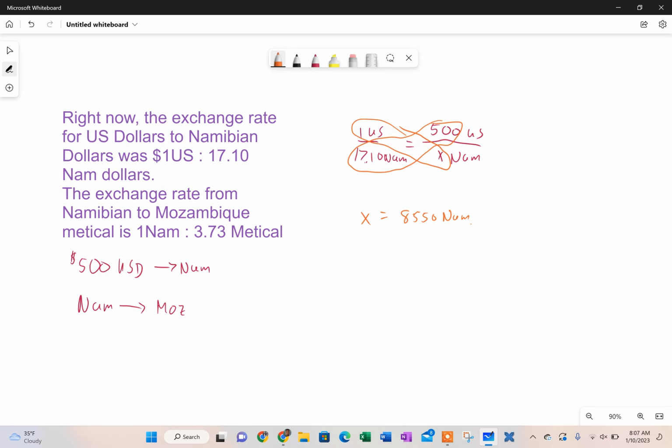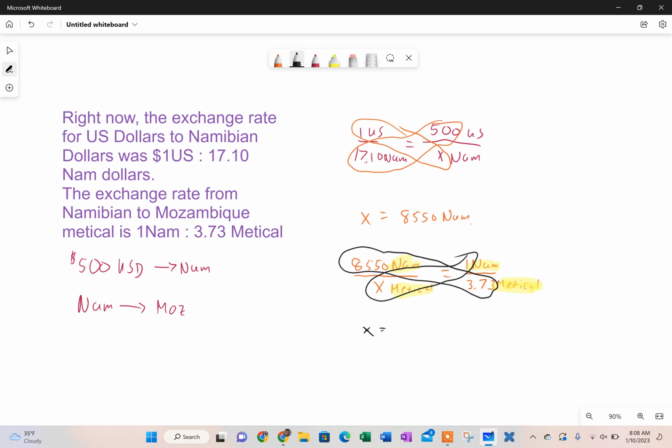Now remember, the question was how much money would I have in Mozambique money, which is called Metical. So now I have 8,550 Namibian dollars, right? And I want to know how much money that would be in Metical. Well, I know the exchange rate is 1 Namibian is equal to 3.73 Metical. And the key thing here is this: as long as you keep putting your labels in the right spot, it's hard to mess this up. So 1 times x is x.